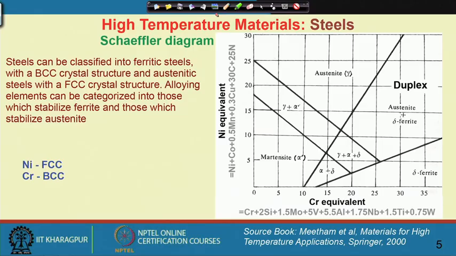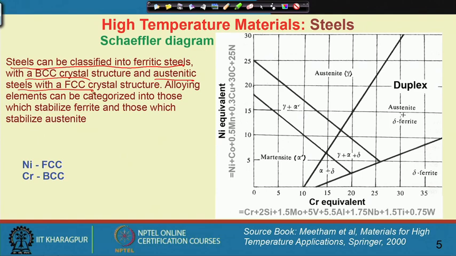Now, to discuss this material, we need to understand what alloying additions are to be made to a steel. Usually, any alloy addition or alloying element can be classified into two major categories. One element could stabilize the ferrite. Ferrite is the alpha phase, which is BCC in structure. Or the element can stabilize the austenite phase, which is an FCC structure. Therefore, steels are also classified into ferritic steel with a BCC structure or austenitic steel with an FCC crystal structure.